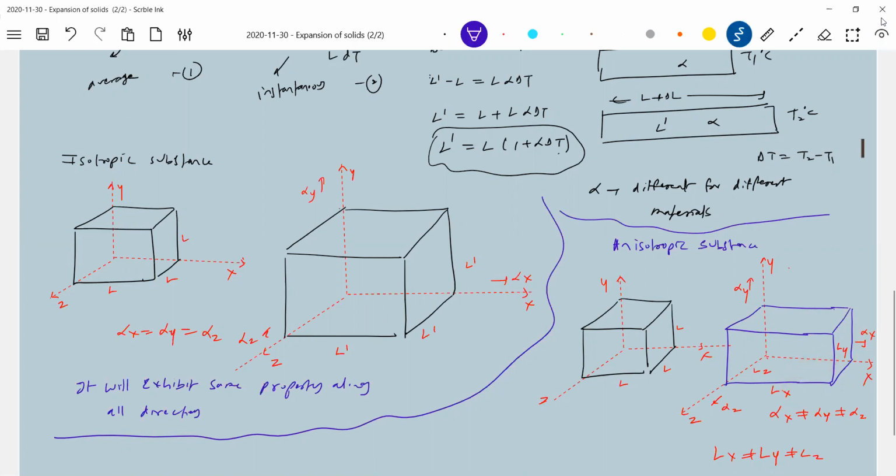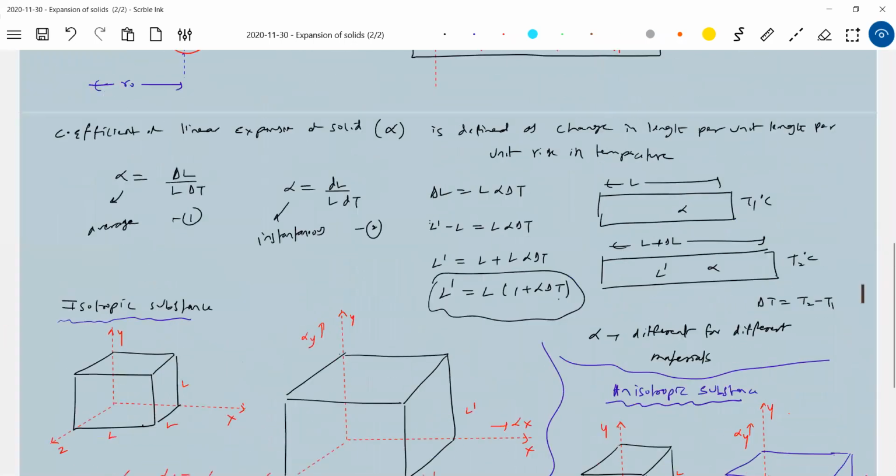We may get numericals related to this also. We have to be careful. So what all we discuss, all our applications are based on isotropic. Any numerical they may ask on an anisotropic substance also. You have to be a little bit careful. Getting that idea? Okay, now this is about the coefficient of linear expansion.